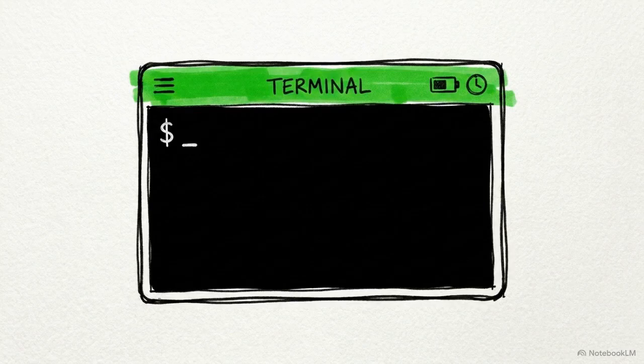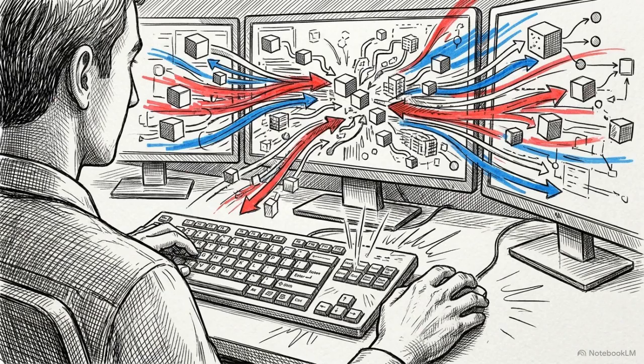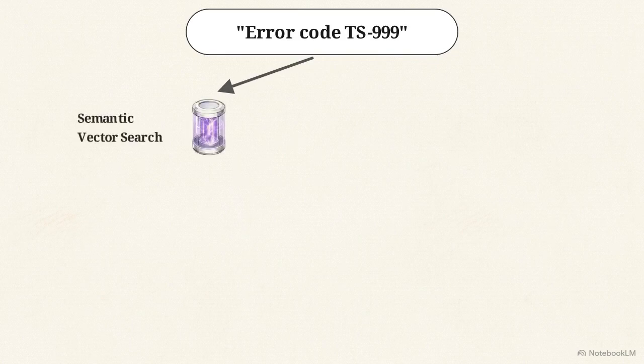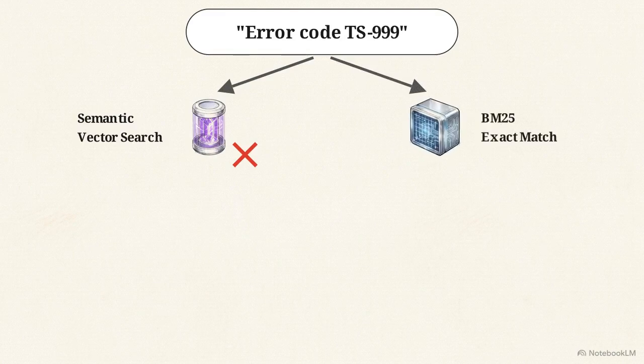With pre-processing complete, we move to runtime execution. When a user submits a query, we run it against both the vector database and the BM25 index simultaneously. If a user searches for error code TS999, the semantic vector database might miss the string because it is looking for broad error concepts, but the BM25 exact match path catches the specific identifier perfectly.